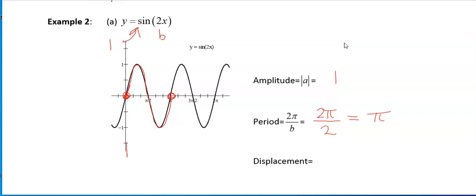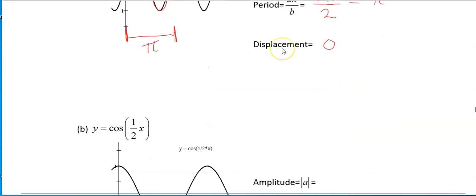And that distance from here over to there, if you look carefully at your x-axis, that is pi. But the graph again has not been shifted, because there's my starting point for sine, 0, 0. And by golly, it's still at 0, 0, isn't it? So the displacement here is 0.